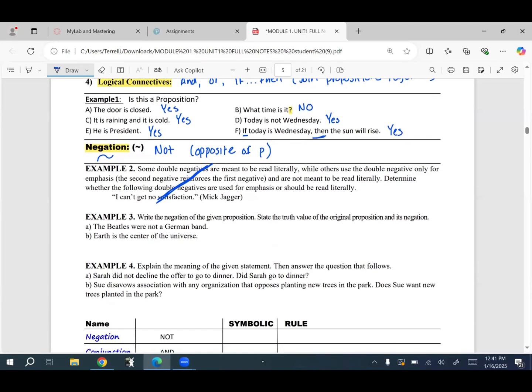It says, write the negation of the given proposition and then state the truth value of the original proposition and its negation. So let's just look at the original proposition given to you. Look at A. It says the Beatles were not a German band. Okay, and we want to write the negation of that. What would the negation of that be? Remember, negation means opposite. Negation is the opposite of the original proposition. So the opposite of the Beatles were not a German band is the Beatles were a German band. Or are.